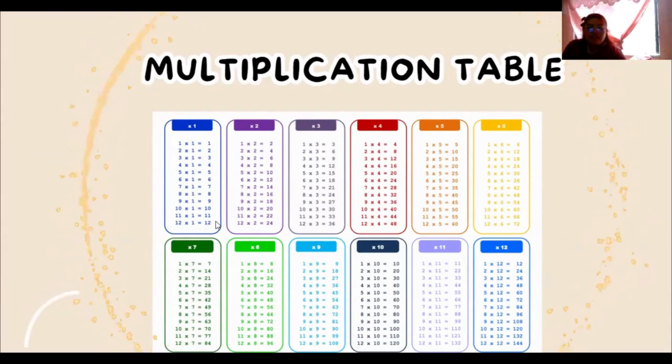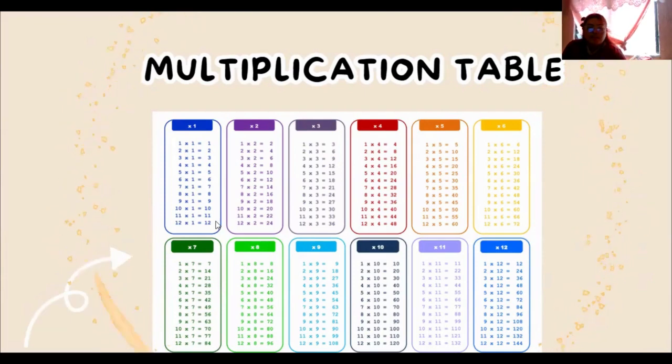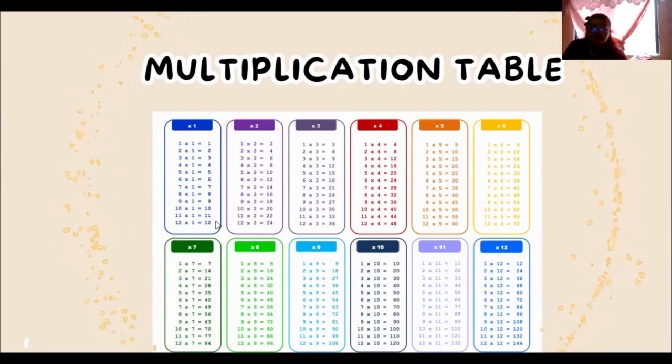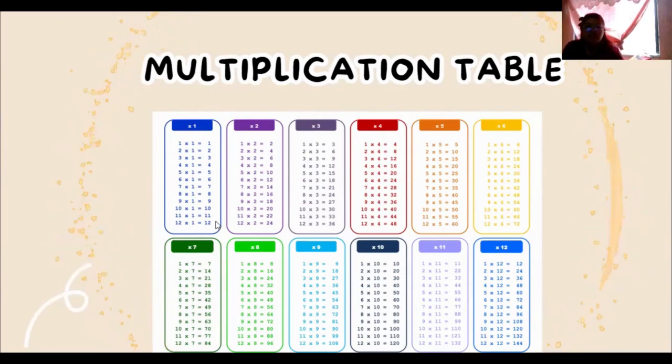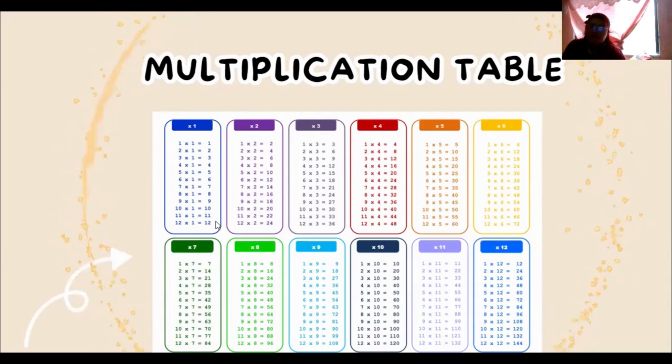1 times 10 is 10. 2 times 10 is 20. 3 times 10 is 30. 4 times 10 is 40. 5 times 10 is 50. 6 times 10 is 60. 7 times 10 is 70. 8 times 10 is 80. 9 times 10 is 90. 10 times 10 is 100. 11 times 10 is 110. 12 times 10 is 120.